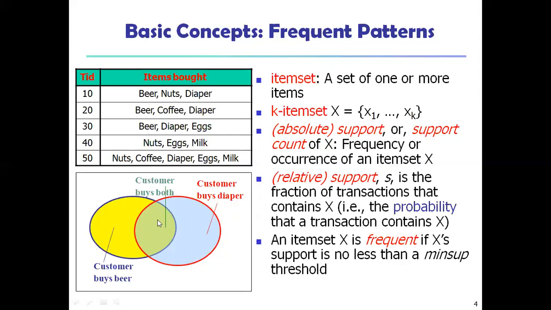If you see customer buys diaper and customer buys beer, if you take everything together, this is a Venn diagram which represents the people who buy; this is the customer who buys diaper and this is the customer who buys beer. So the beer will be 1, 2, 3, taken in this area. The diaper 1, 2, 3 will be taken in this area.